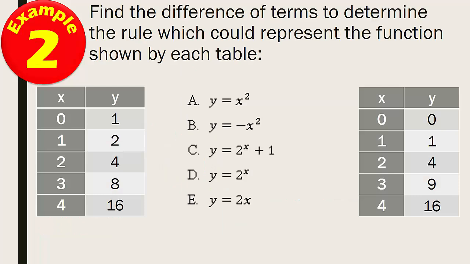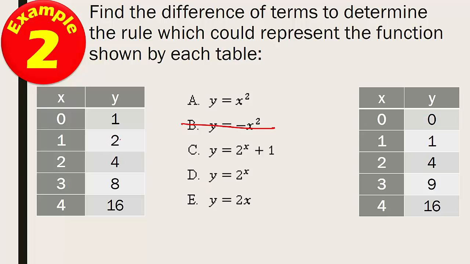All right, example 2: find the difference of terms to determine the rule which could represent the function shown by each table. So this is where you have to kind of go through and figure out what's happening each time. So here, I went up by 1, and then I went up by 2, and then I went up by 4. Okay, so I don't see a discernible pattern necessarily with that. So what you want to do is then take a look at your x values and say, okay, so out of these, okay, this is negative x squared. Are any of these values negative? No, we can eliminate that.